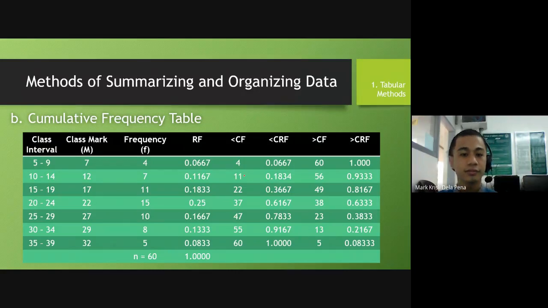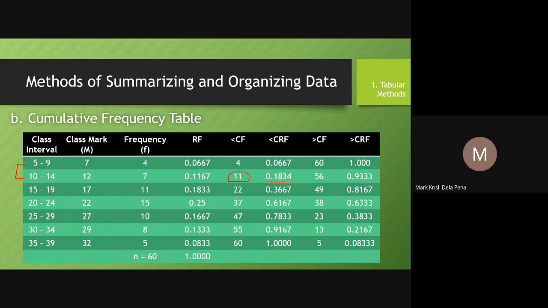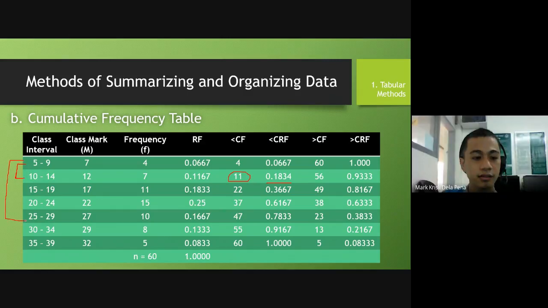Now, how do we interpret this one? For the less than cumulative relative frequency, we can say that for the first two class intervals, that's from 5 to 9 and 10 to 14, there are 11 of them, which is 0.1834 or 18.34% of our sample size. So if we go from the first class interval until the fifth class interval, that's 5 to 29, there are 47 of them. That's 78.3% of our sample size, and so on. Now, the greater than cumulative relative frequency is different. It's in descending form.